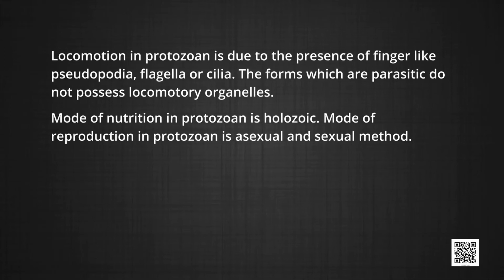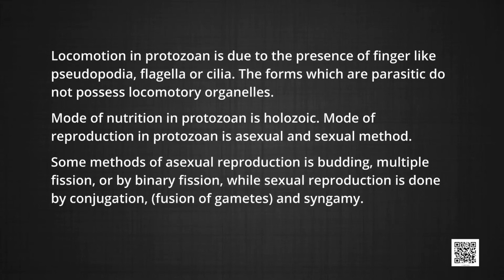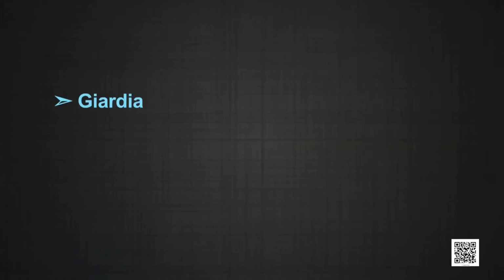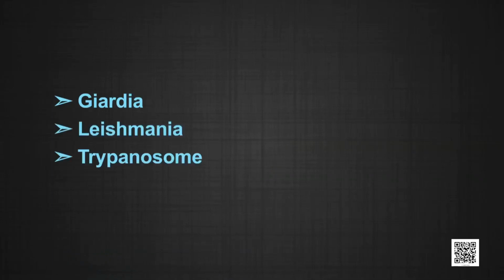The mode of nutrition in protozoans is holozoic. The mode of reproduction in protozoans is by asexual and sexual methods. Some methods of asexual reproduction are budding, multiple fission or binary fission, while sexual reproduction is done by conjugation, fusion of gametes and syngamy. In some forms, during unfavorable environmental conditions, they form cysts which help in protection from desiccation. Examples of protozoans are Giardia, Leishmania and trypanosomes.